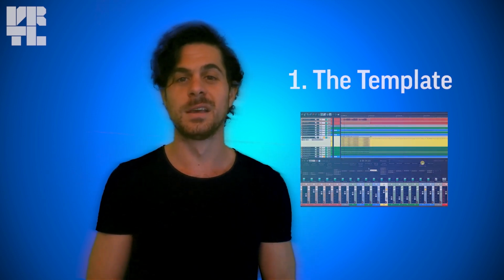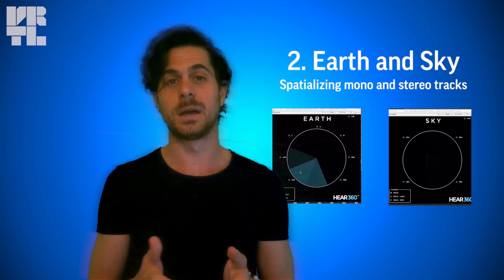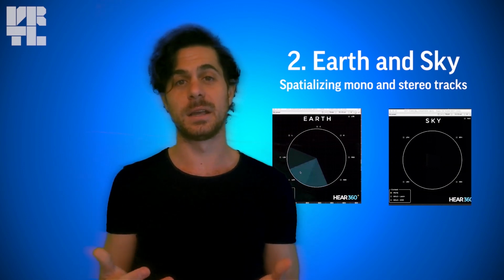The HEAR360 plugin system starts as a template, just like the Facebook 360 workstation. But it's kind of split differently. There's a few different plugins doing a few different things in order to spatialize the sound. So our videos are going to be split accordingly. We're first going to have a video about the template, just an overall look of the template and where we find things. And then we have a video on Earth and Sky, which are the plugins that are basically adding the HRTFs and spatializing the sound.